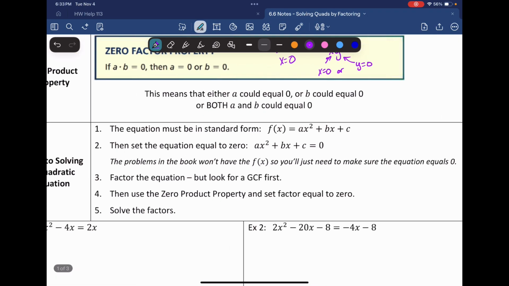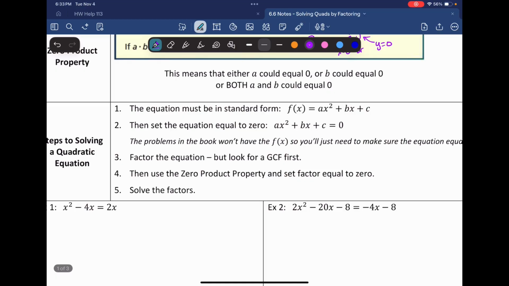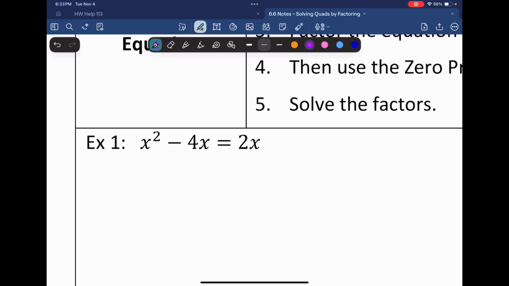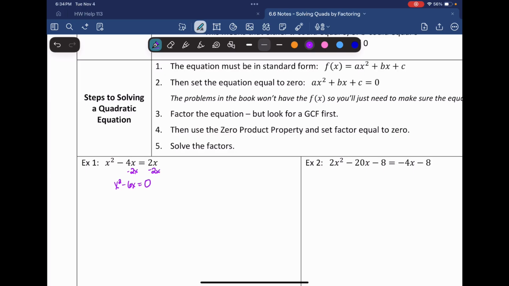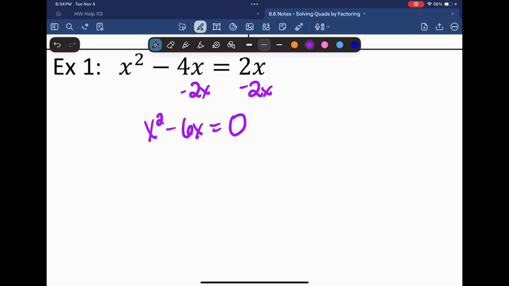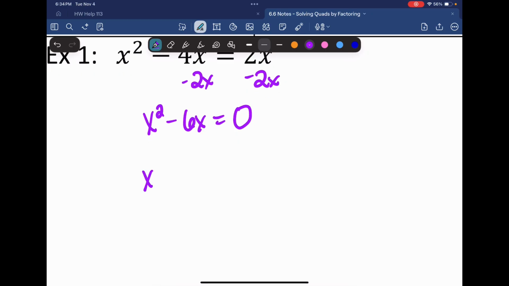So the first thing we want to do is make sure that the equation actually equals 0. On this particular problem, I'm going to subtract this 2x. That's the first step. Get it to equal 0. Then I want to factor the equation, but check for that GCF first. This particular one has a GCF of x. If you take the GCF out and you no longer have an x squared, you're done factoring.